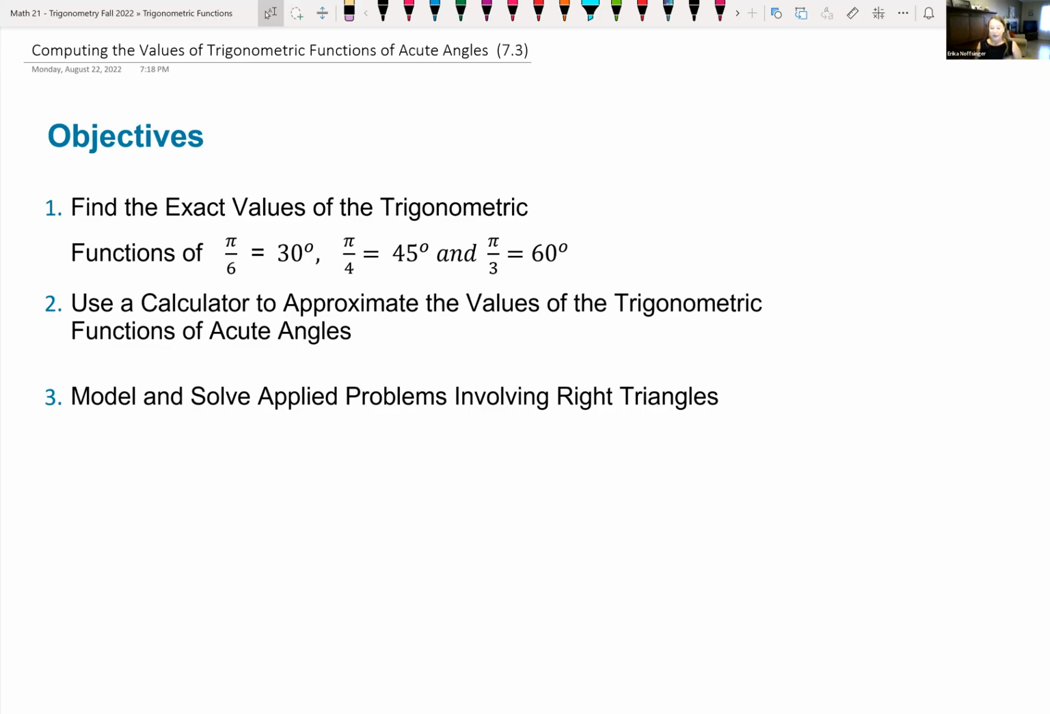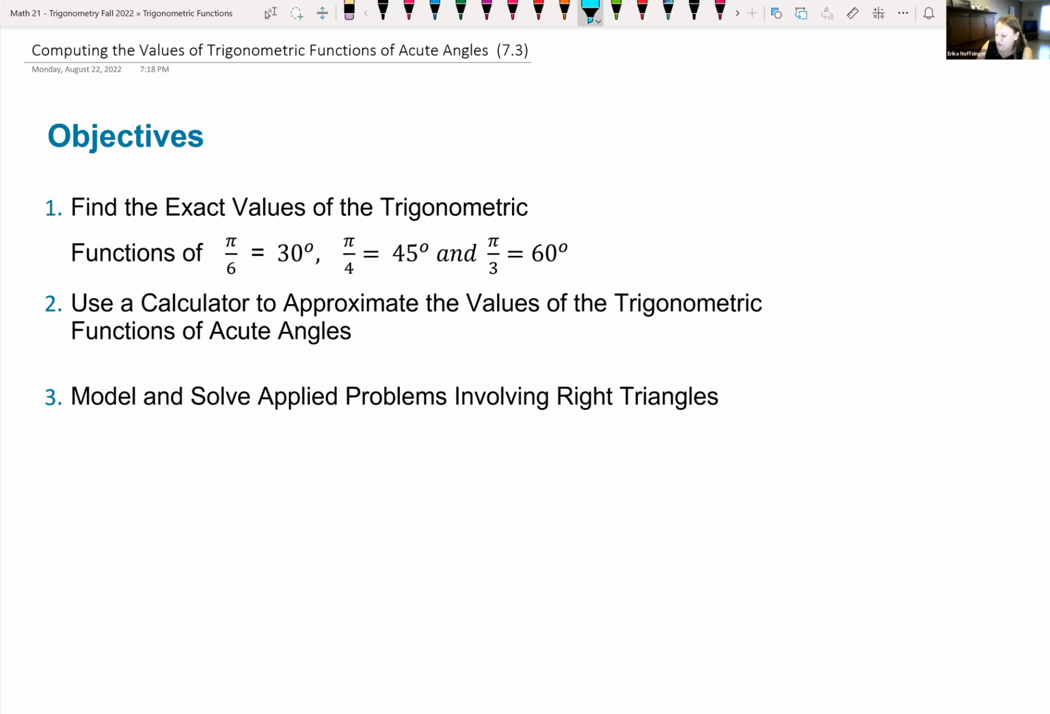So we've been looking at the trigonometric functions and defining them by the ratio of sides of a right triangle. We are going to derive some special angles that you're going to need to know and have memorized. And I'll give you some tricks on how to memorize those later on in the lecture. But right here are the objectives for this section.